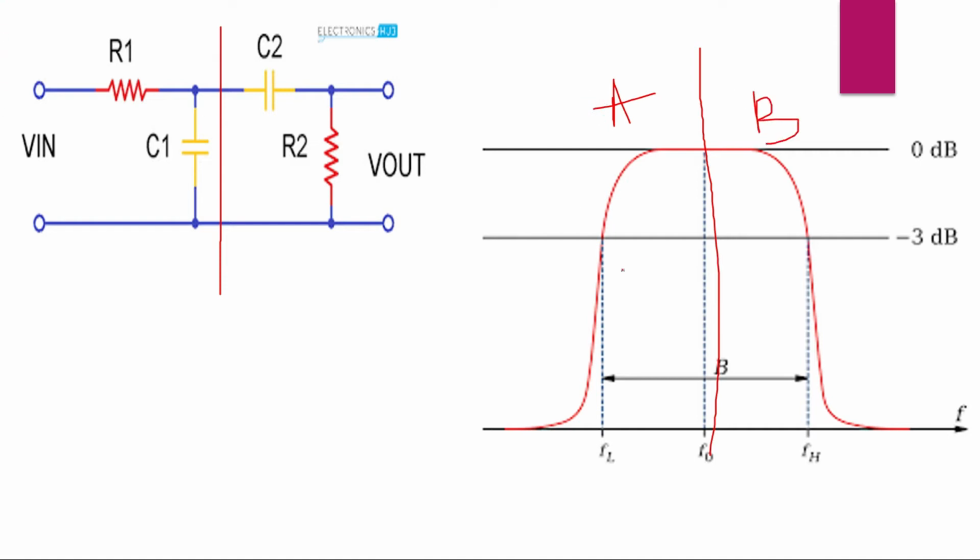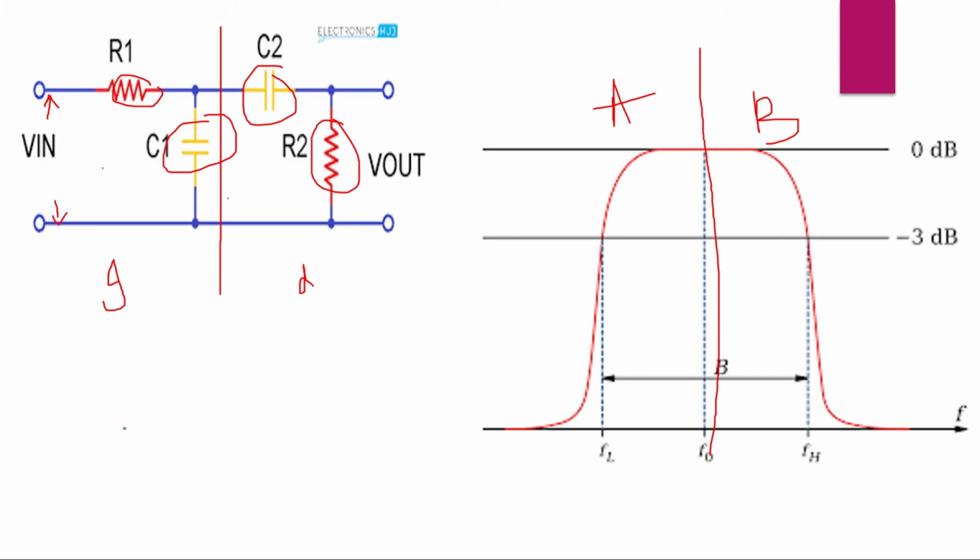What this means is, a resistor followed by a capacitor is called an integrator, and a capacitor followed by a resistor is called a differentiator, right? It means that we are combining both the integrator and the differentiator, and we are maintaining the circuit as a band pass filter.